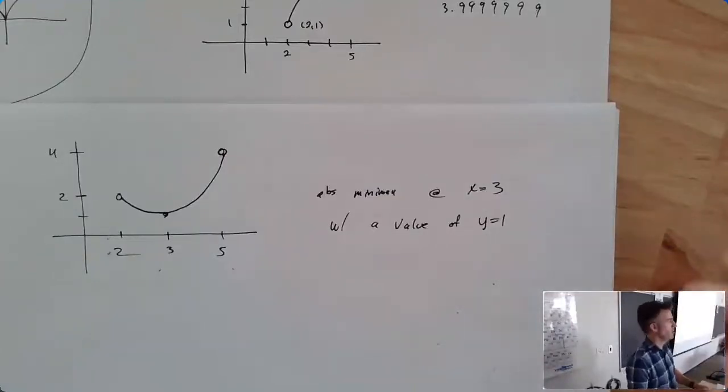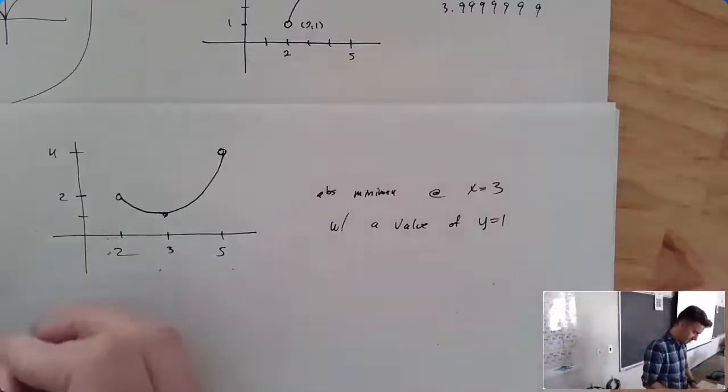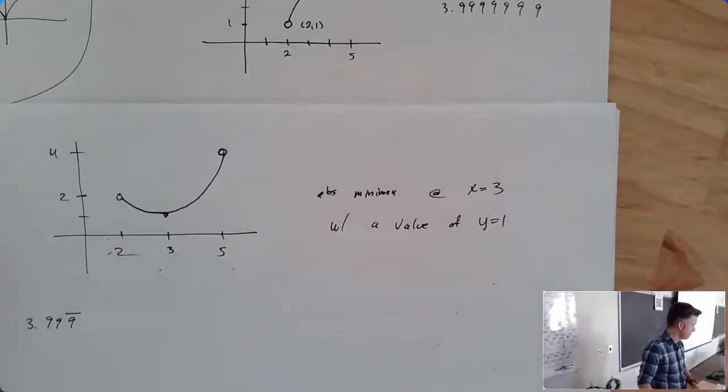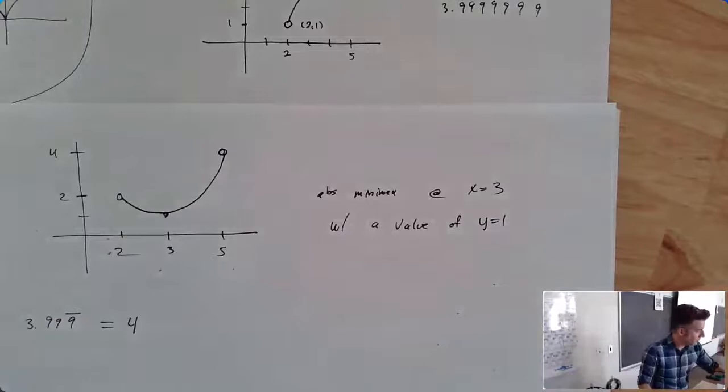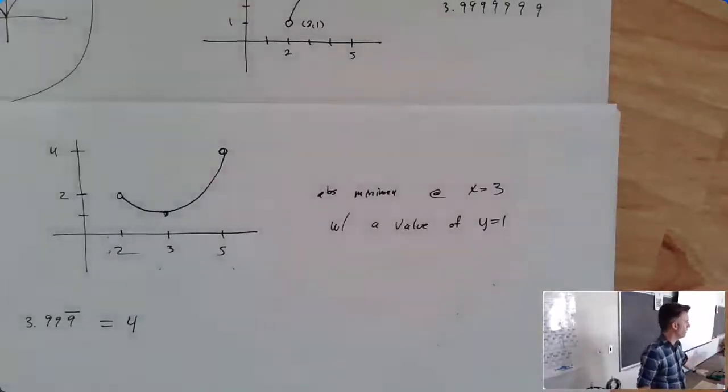Someone might say, James, what if you did 3.9999999 forever? And then I would say, well, sure. Not really, though. Because 3.999 forever is 4. Not like it's approximately 4, it is actually 4. It's kind of weird, but it's true.